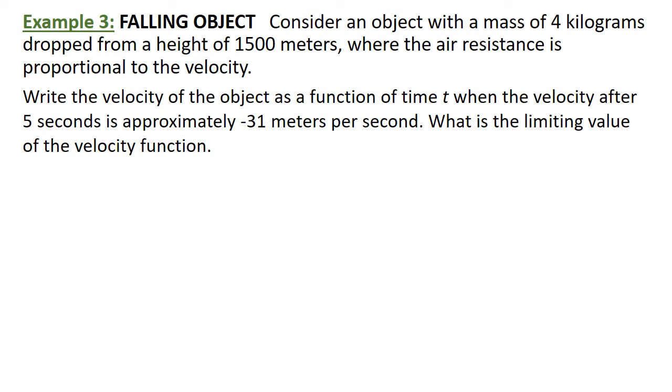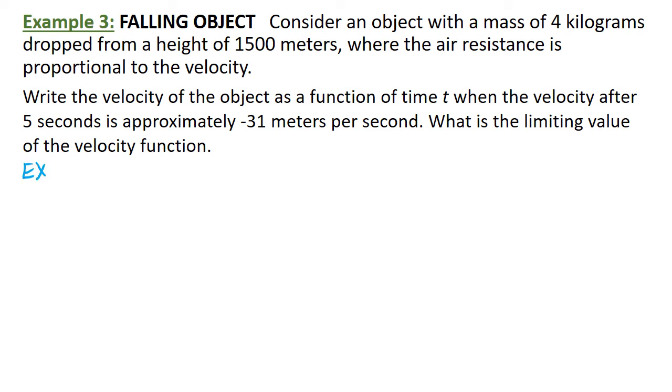Okay, so here we have a falling object example, and it says consider an object with a mass of 4 kilograms dropped from a height of 1,500 meters, where the air resistance is proportional to the velocity. Write the velocity of an object as a function of time t when the velocity after 5 seconds is approximately negative 31 meters per second. What is the limiting value of the velocity function?